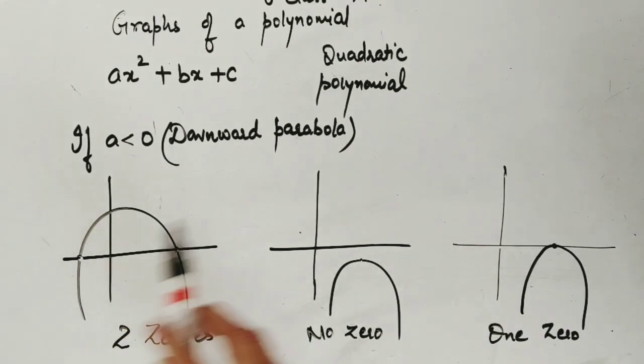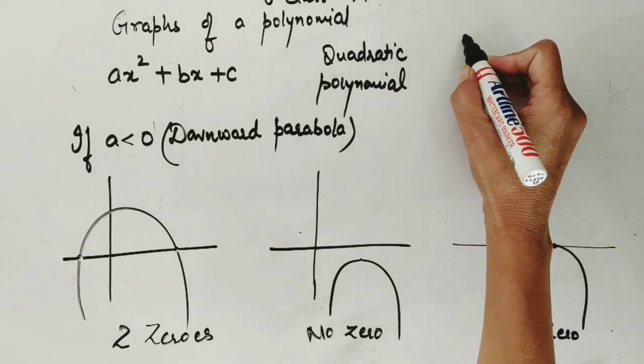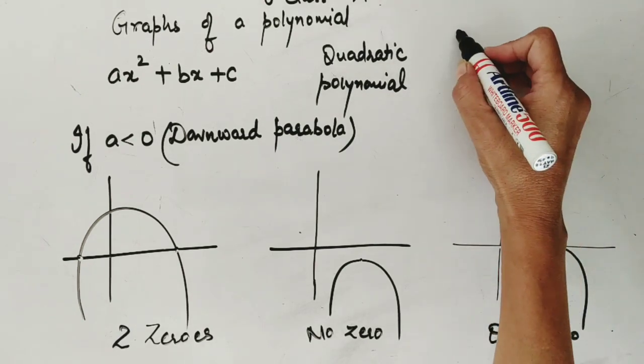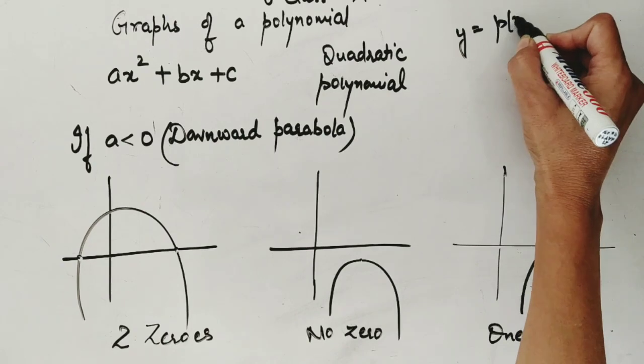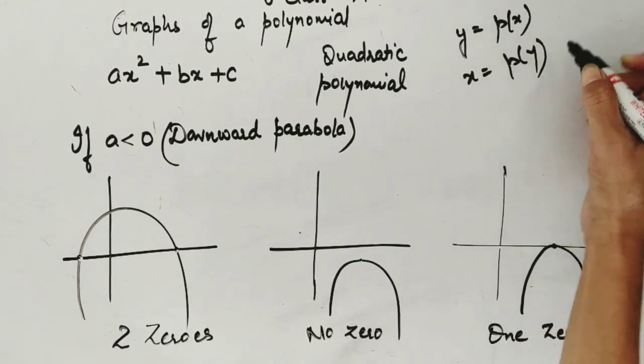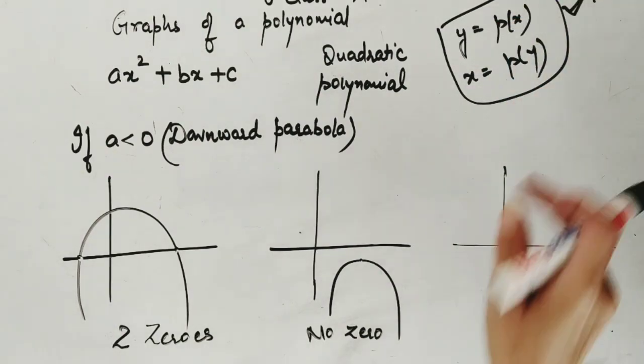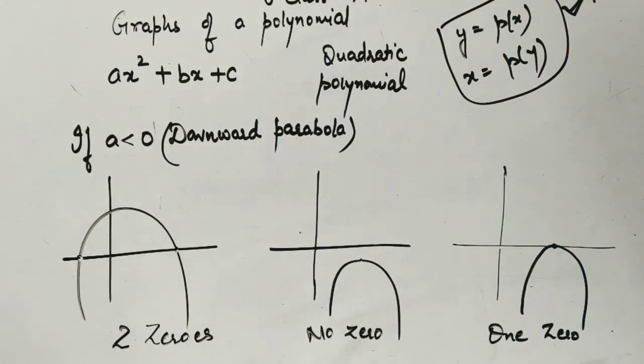So studying the graph is quite simple, but now I want to tell you the most important thing: how would you figure out, because there can be different types of graphs. Graph can be of the form, polynomial can be of the form that y is p of x or x is p of y. Then how do we study these graphs? Very important. So let's now discuss this concept.